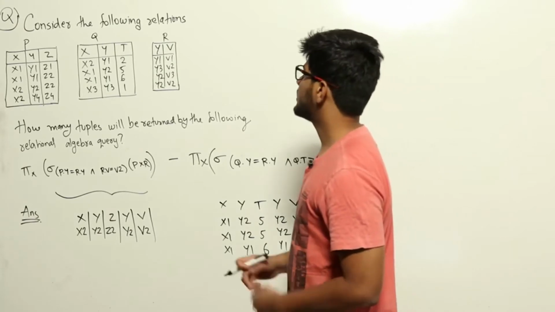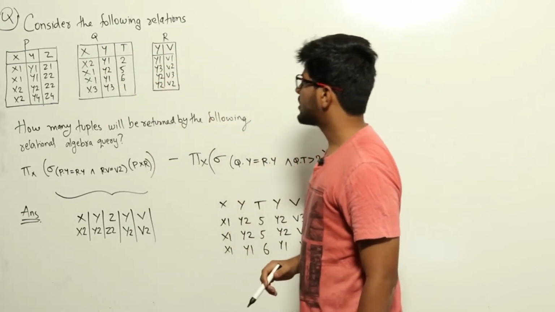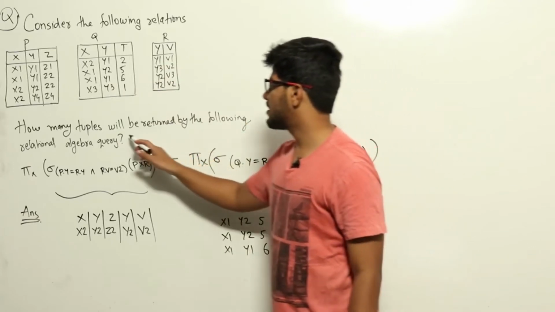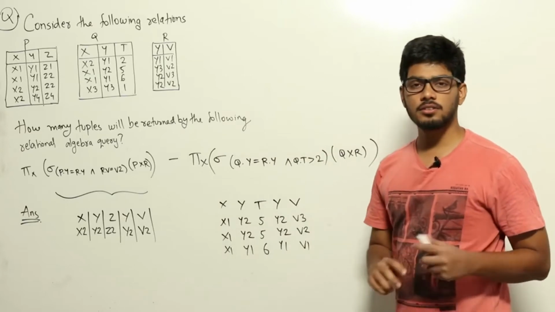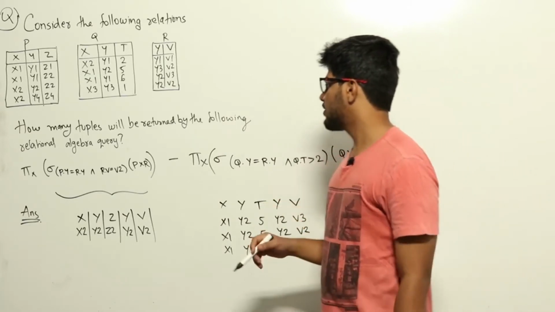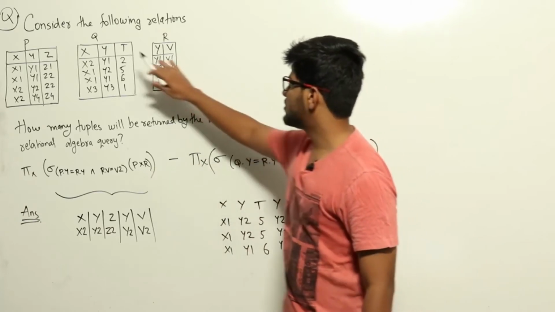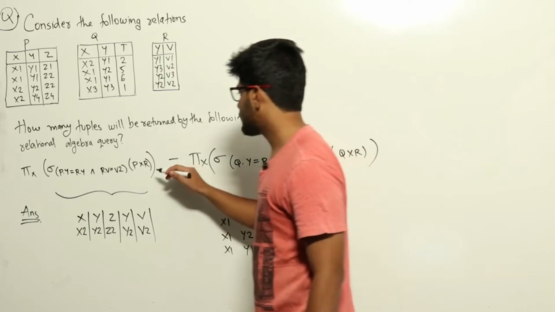Consider the following relations P, Q and R. Three relations are given here. How many tuples will be returned by the following relational algebra query? And a relational algebra query is also given. So this is a question coming from the relational algebra topic in DBMS. So here we need to run this query on these three relations and find out how many tuples will be there in total. So we look at this query.